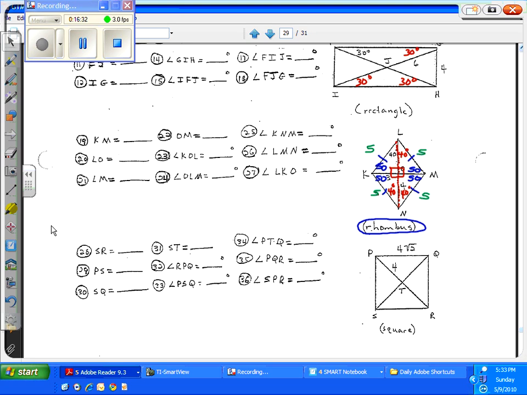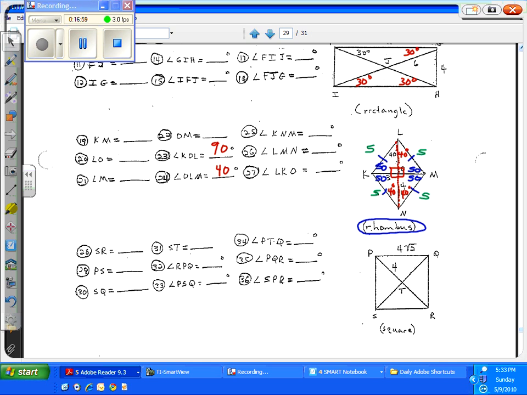So let's answer what we can, knowing what we've said so far. KM is that whole diagonal. We haven't talked about that. Let's get the angles. Angle KOL. O is the center. KOL is 90 because the diagonals of a rhombus are perpendicular. Angle OLM is 40 degrees because each diagonal bisects a pair of opposite angles.